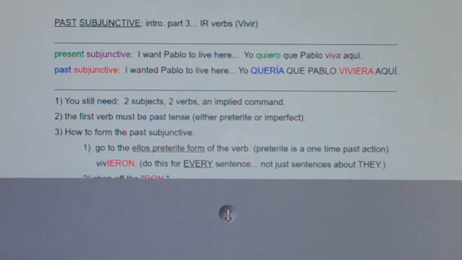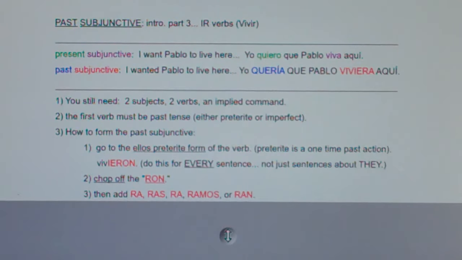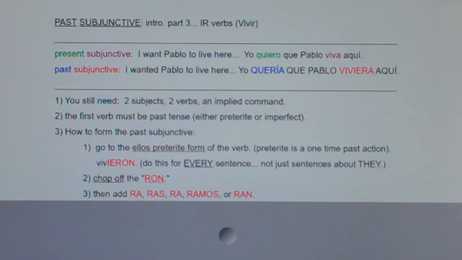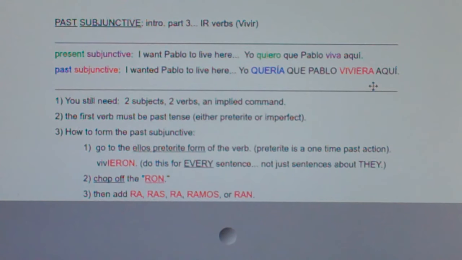Then what do you chop off? You chop off the ron. I gotta feel sorry for Ron. He's always getting chopped off. And what do you add? Ra, ras, ra, ramos, or ran. So in present subjunctive, yo form, chop the o, opposite vowel ending, 3 steps. Past subjunctive, 3 steps. You go to the they form preterite, step 1, chop off the ron, step 2, and then add ra, ras, ra, ramos, or ran.